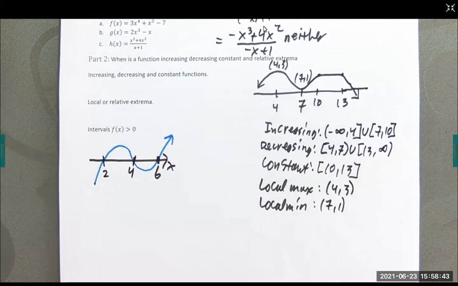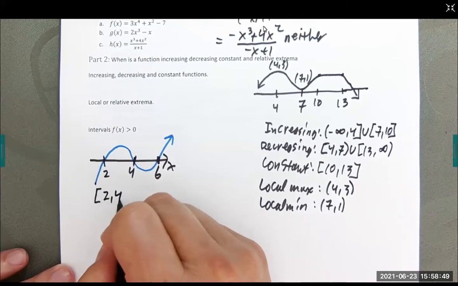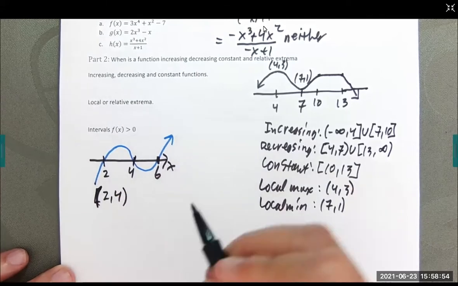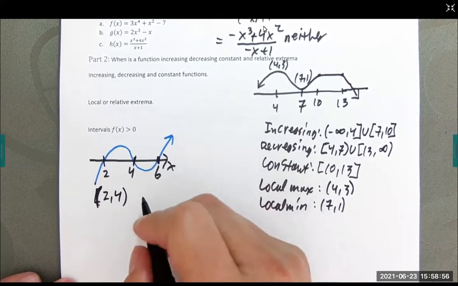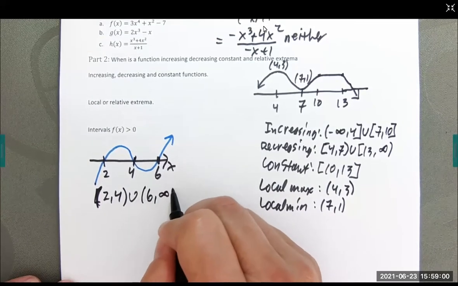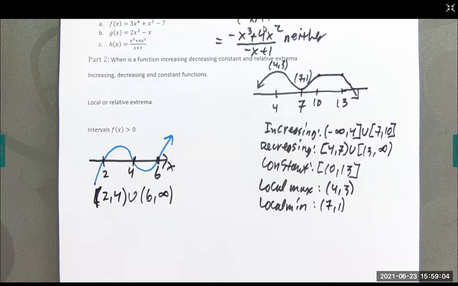And what they want to know is when y, f of x, is positive. Well, it's positive from 2 to 4. Actually, these should be parentheses. We're not including the endpoints. And then it's positive from 6 to infinity, it looks like. Not too bad.